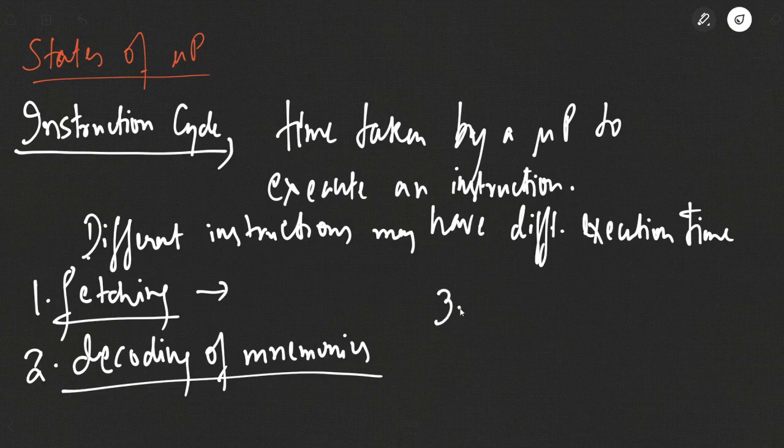And the third will be execution. Once we have the instruction available in decoded form, only then will the microprocessor be able to execute this instruction. So this instruction cycle will take some amount of time to fetch the data, to decode the mnemonics, and to execute the instruction. So all this is a part of the instruction cycle.